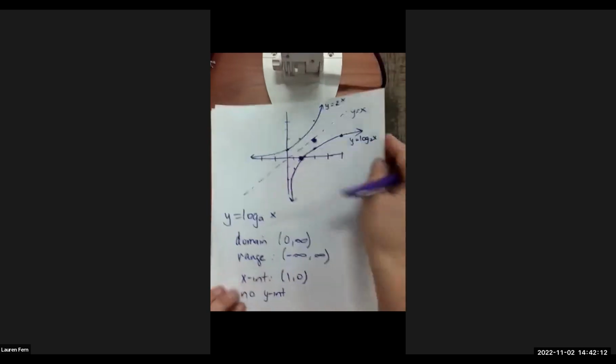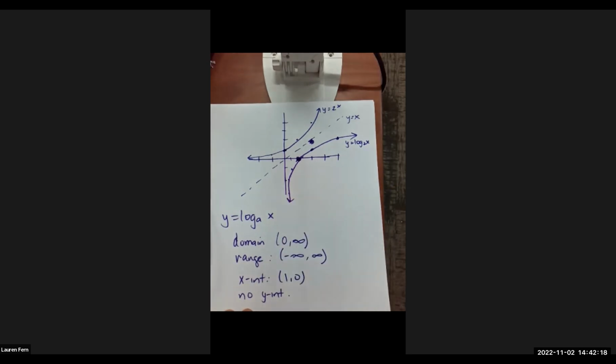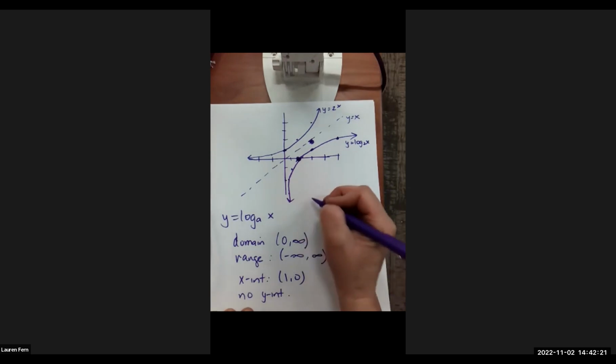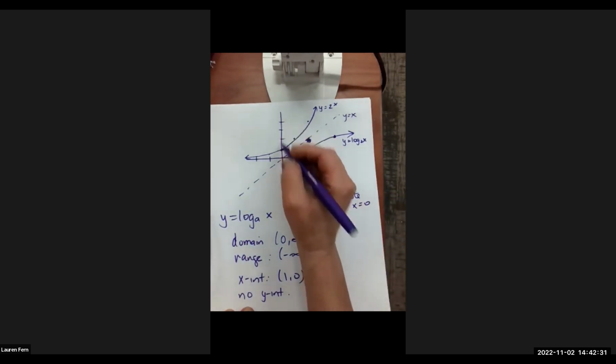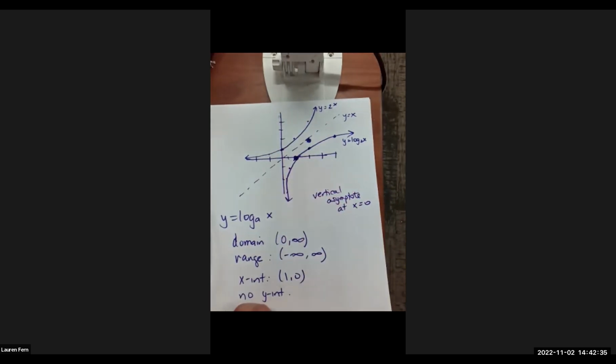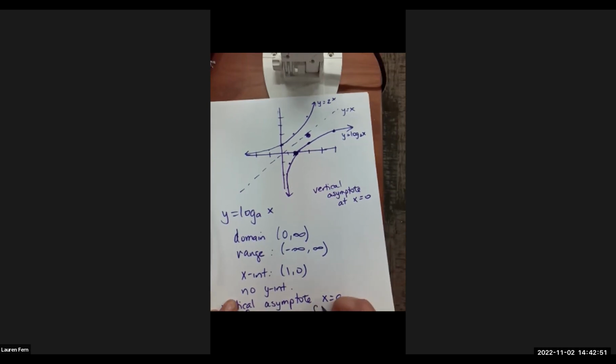So my function is shooting down to negative infinity. This is called a vertical asymptote. Okay. I claim we have what is called a vertical asymptote here at x equals 0, right? This is my line x equals 0. In general, and we're going to get way into these in chapter 3, you have a vertical asymptote at x equals some value if, as x gets closer to that value, your function values either shoot up to positive infinity or shoot down to negative infinity.